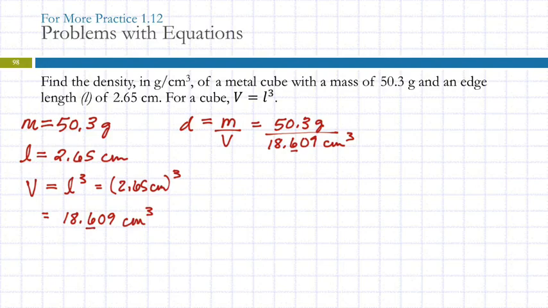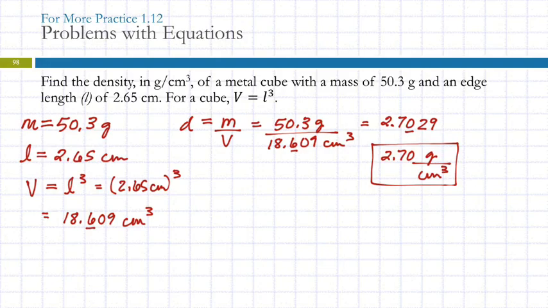50.3 divided by 18.609. 2.7, 3 sig figs, 7029. So that would round to 2.70. The units are grams per cubic centimeter. What's this cube made out of? Aluminum. This is the density we just used in the previous problem.